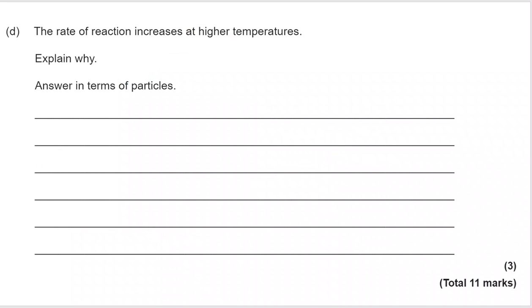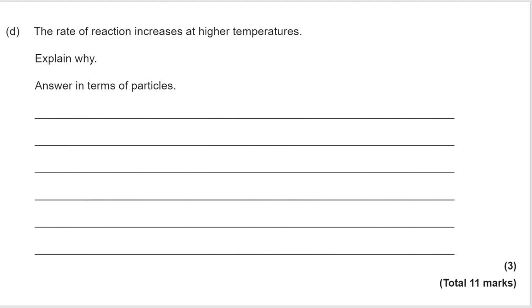On to part D, the rate of reaction increases at higher temperatures. Explain why and answer in terms of particles. Temperature, you've got to remember some extra detail. In concentration, in pressure, in surface area, if you double the concentration, you double the number of particles in a given volume, you double the number of collisions, so you double the number of successful collisions, so you double the rate. But doubling temperature doesn't double the rate.